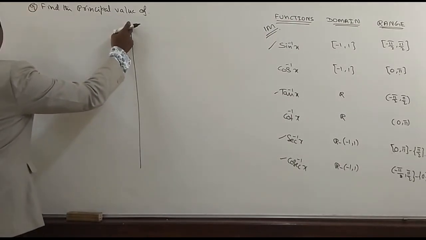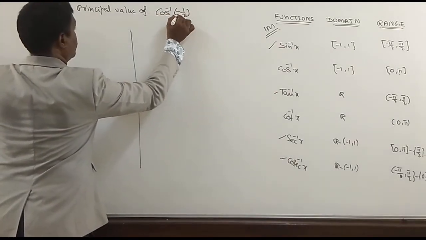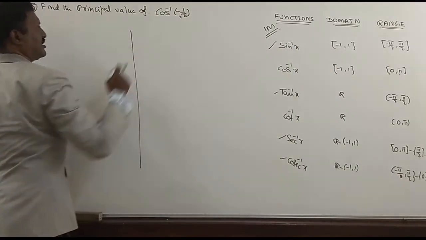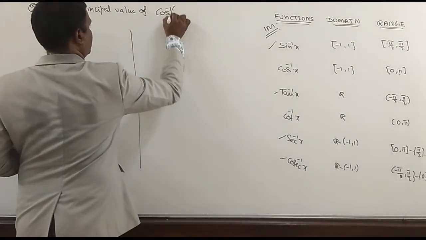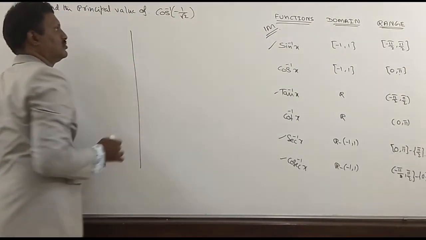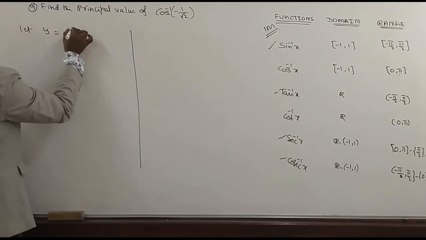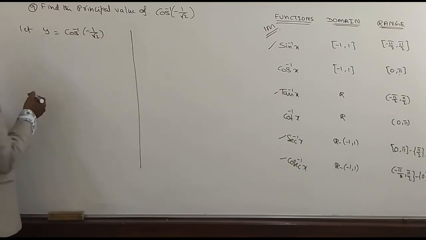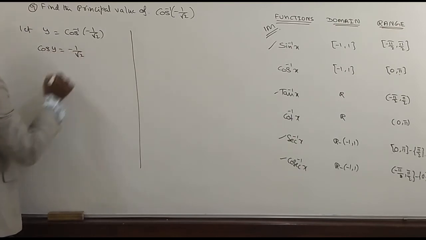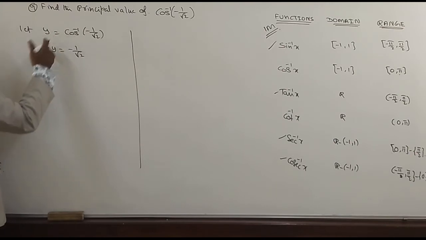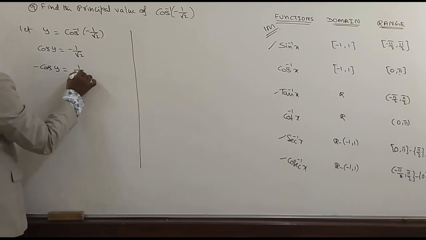Find the principal value of cos inverse of minus 1 by root 2. How to solve? Let y is equal to cos inverse of minus 1 by root 2. Cos inverse goes to the left-hand side, so cos y is equal to minus 1 by root 2. Multiplying by the minus sign, minus cos y is equal to 1 by root 2.